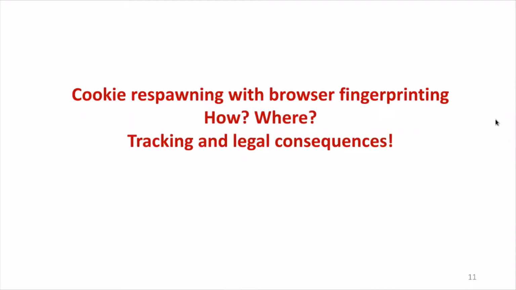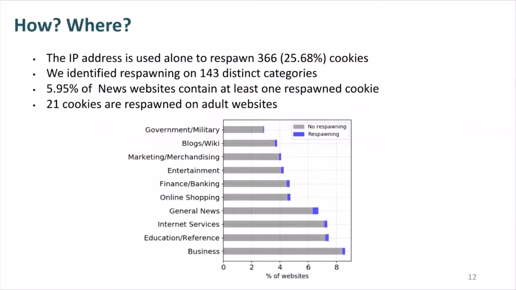Now, I'll present part of our result on what features are used for respawning, on what categories of websites we detect such behavior, and what are the tracking and legal consequences of cookie respawning with browser fingerprinting. Among the 8 studied fingerprinting features, we found that the IP address is the top feature used to respawn cookies. In fact, 25% of cookies are respawned using IP address alone.